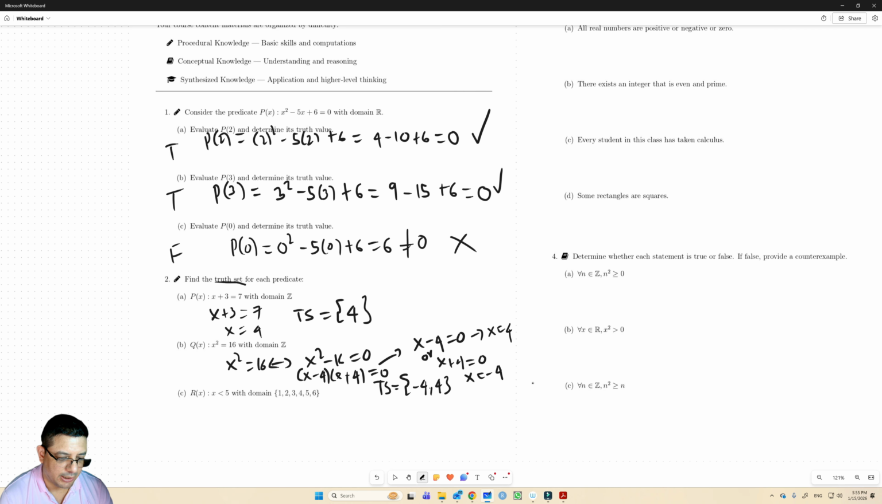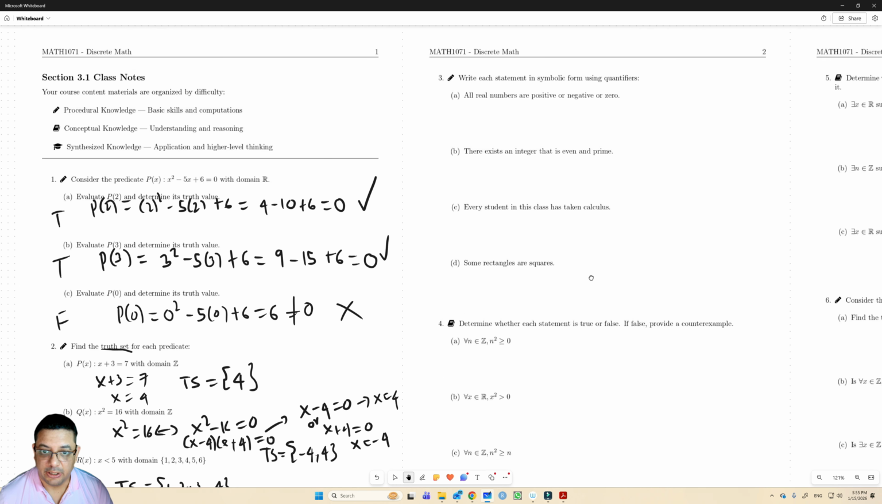Now, if we have R(x) to be x less than 5, and the domain is the numbers 1, 2, 3, 4, 5, 6, then the truth set for this particular predicate is just going to be {1, 2, 3, 4}. Notice that 5 doesn't work because 5 is not less than 5, so it won't work in this case. So, all right, moving on.